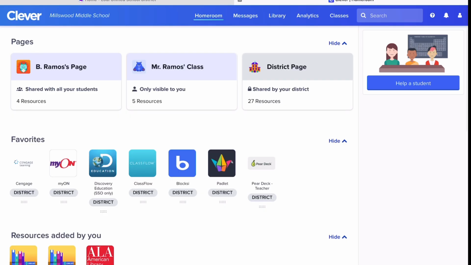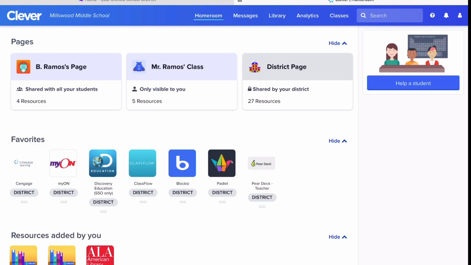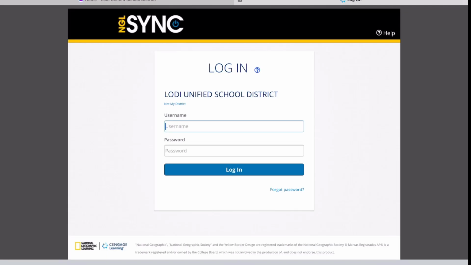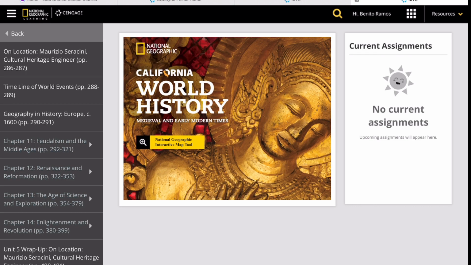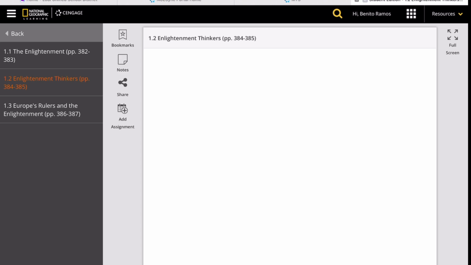Now, have your books ready or go to the Loda USD website, and from there to Clever, and from Clever to Cengage Learning, and log in with your student account and your password. From the left side, Unit 5, Chapter 14, Section 1, The Age of Reason, Lesson 2, Enlightenment Thinkers, and that is on pages 384 to 385.